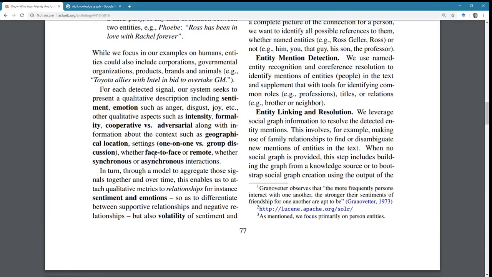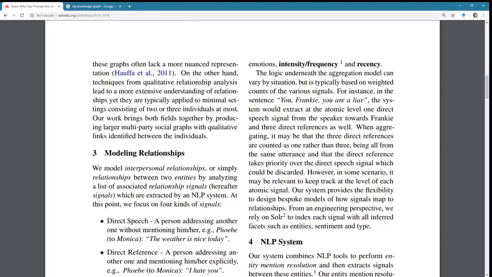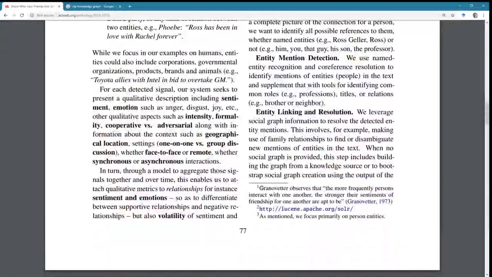In turn, through a model to aggregate those signals together and over time, this enables us to attach qualitative metrics to relationships, for instance, sentiments and emotions, so as to differentiate between supportive relationships and negative relationships. Okay, so these sub-features are all to help figure out whether or not a relationship is healthy for both people involved, because again, we're talking about social caseworkers. But also volatility of sentiment and emotions, intensity/frequency, and recency.